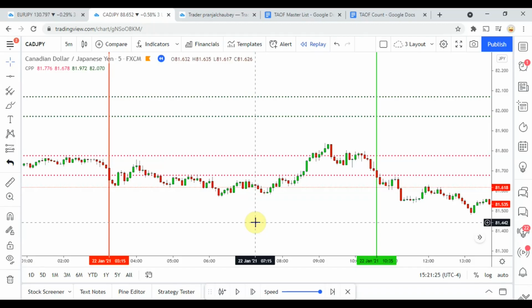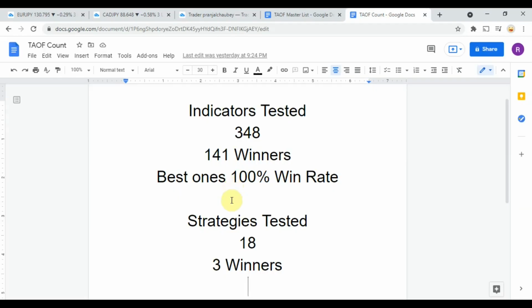Alright, as I said, today we will be testing a 5-minute scalping strategy. Before we do though, I wanted to put the indicator scoreboard up for everyone to see. So, to date, we have tested 348 indicators, and out of those 348 indicators, 141 of them have been winners, which means that they have met or exceeded the 60% win-loss ratio threshold that we have set for them. The best ones so far were able to achieve a 100% win rate.